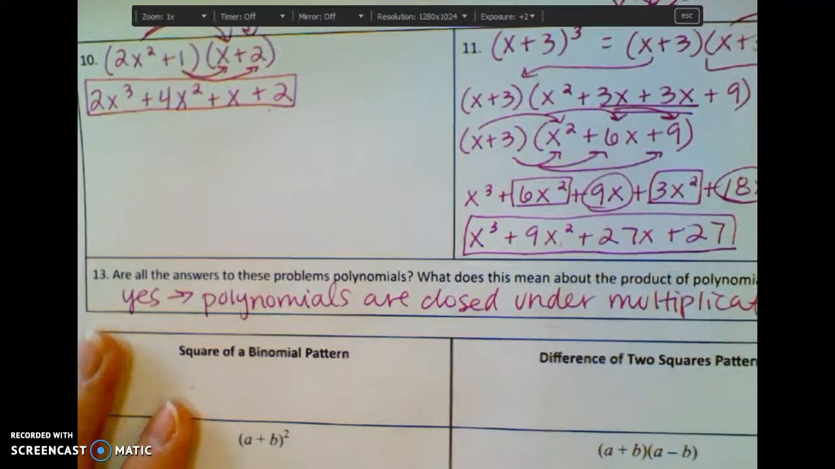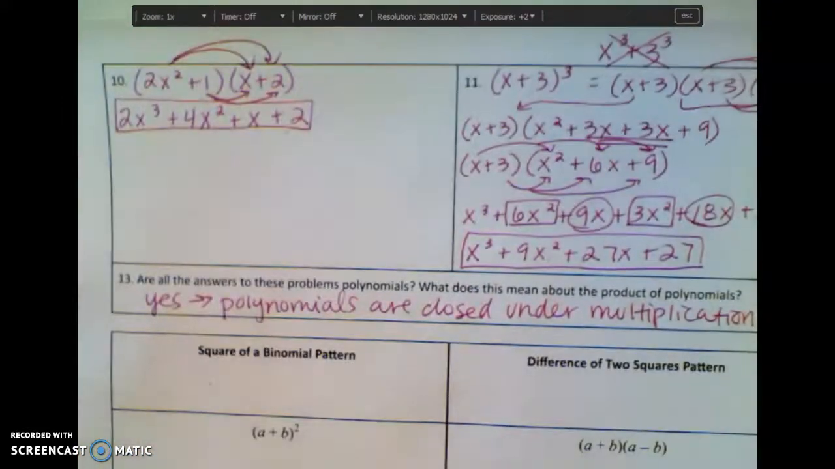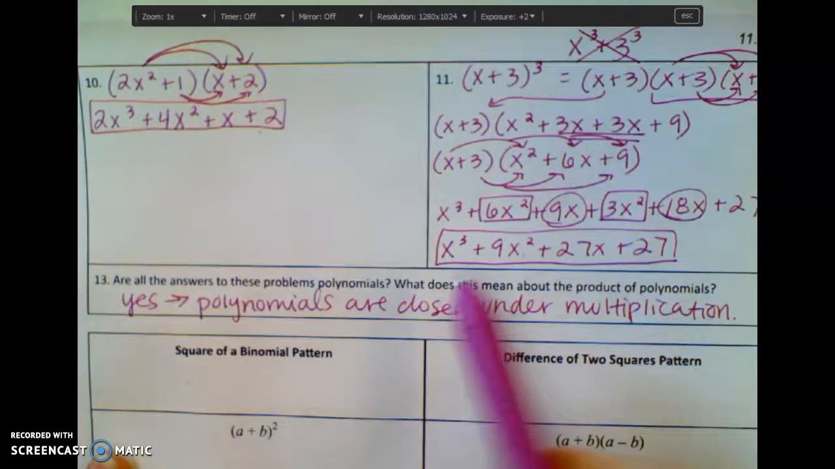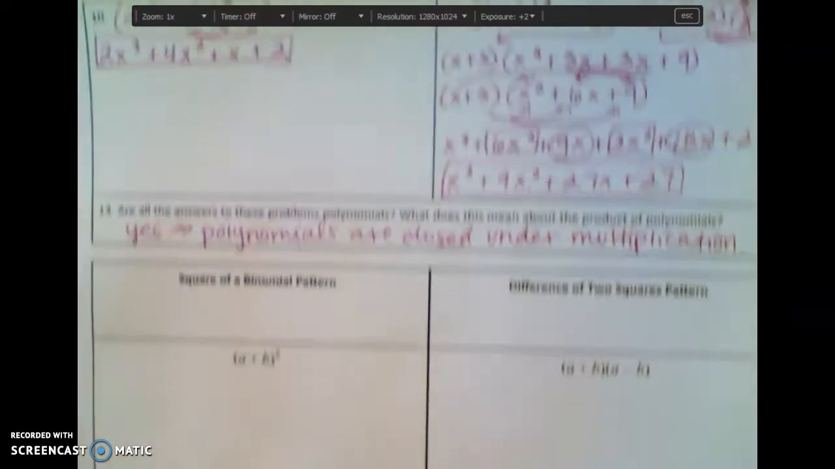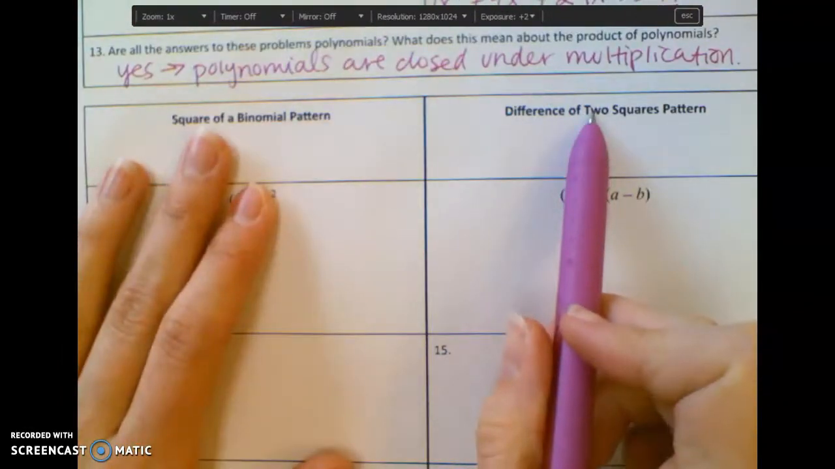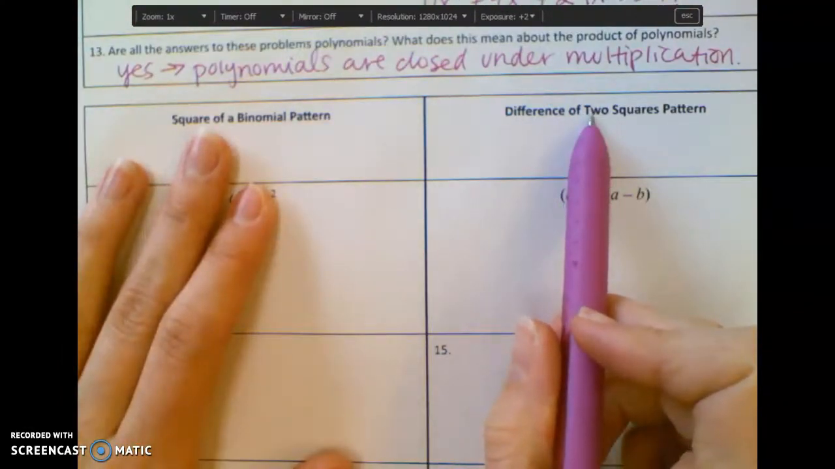Just like they are with addition and subtraction, polynomials are closed under multiplication. That means if I multiply any set of polynomials, no matter what they are, I will always end up with a polynomial. Last thing we're going to look at is two special cases, and these special cases actually make some of our computation much easier.